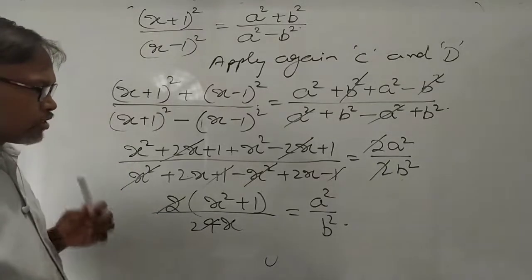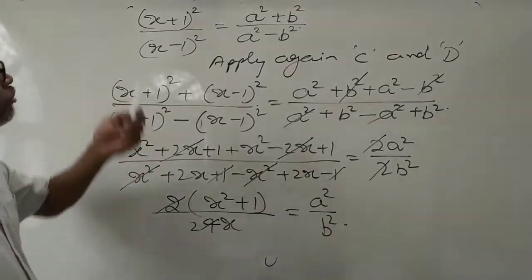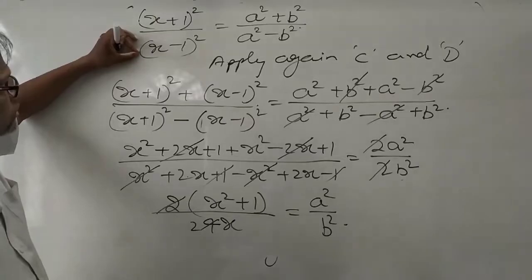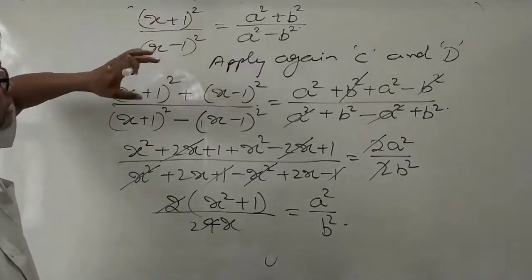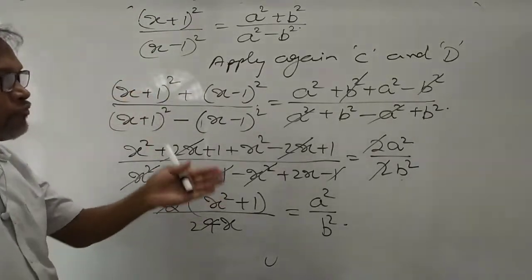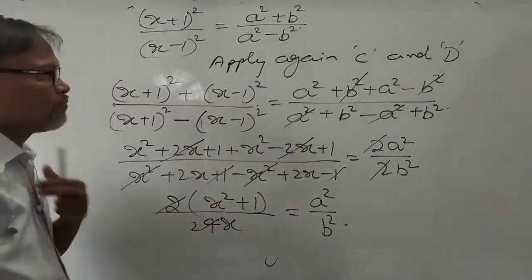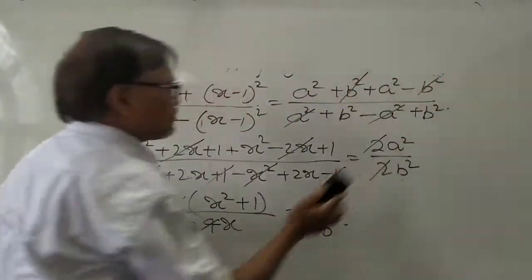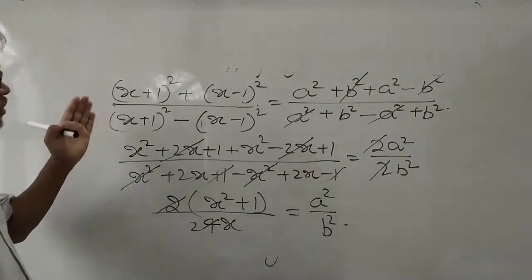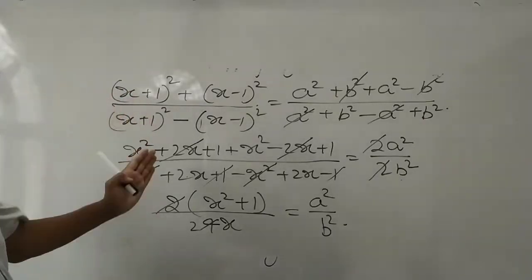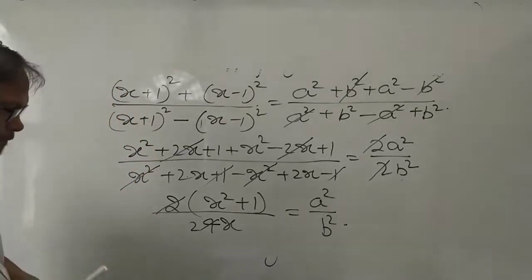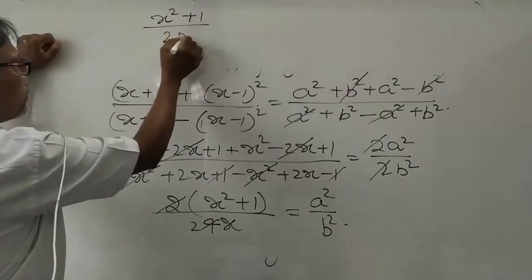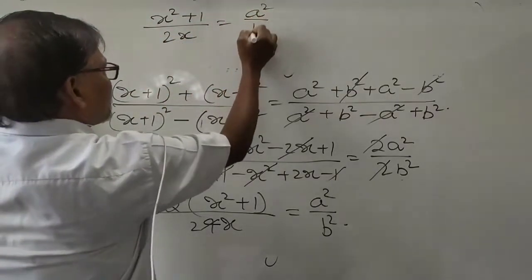And suppose you are not applying the componendo dividendo here, then after this you will have to expand this one, do the cross multiplication, and then to prove that part will be difficult. So you apply the componendo dividendo in such type of question in which you have uniformity in numerator and denominator. So it will be x square plus 1 upon 2x is equal to a square upon b square.